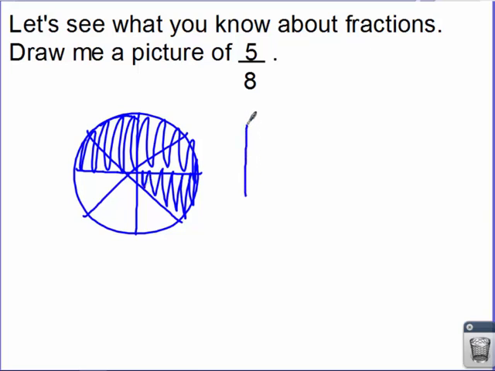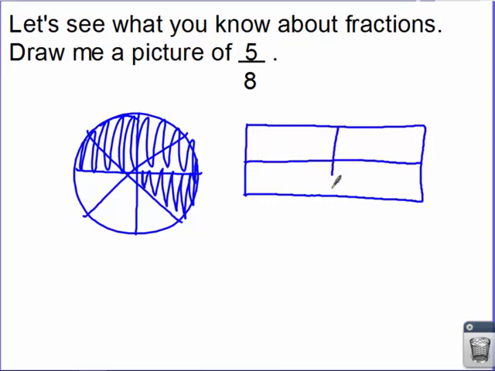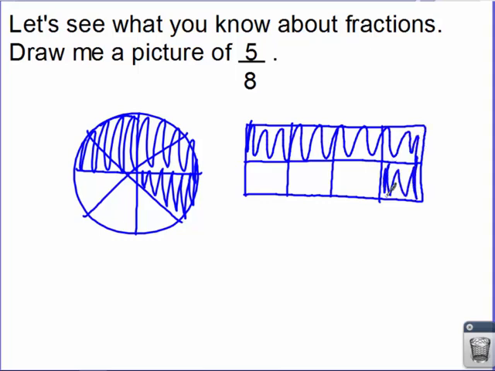Another one is what I call the candy bar picture. So you can either take this and chop it into 8 pieces, or chop it in half and chop it in 4s like this, which gives us 8 total pieces. And again, we shade in 5 of them. Okay, that is the true meaning of a fraction, a part to whole relationship. Now, there are some others that some people have been doing in class that aren't quite right, but these are the two that are correct.